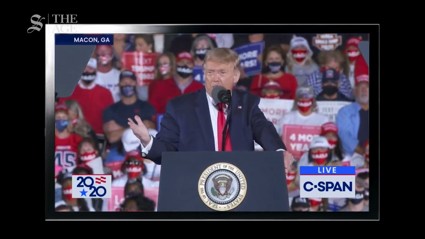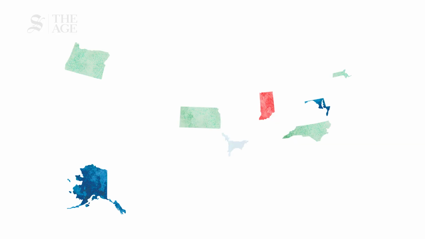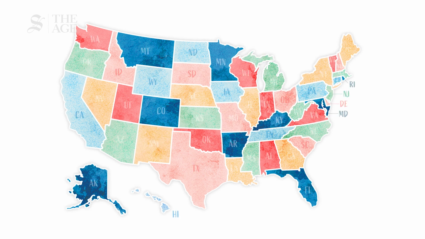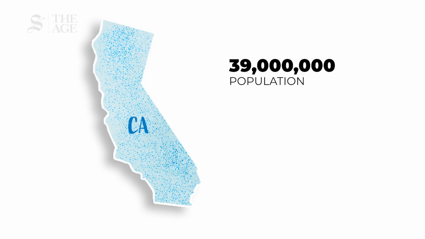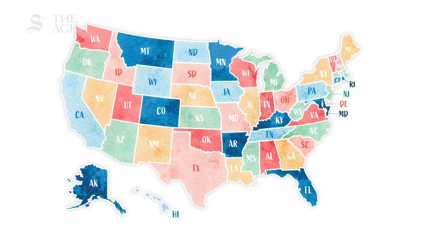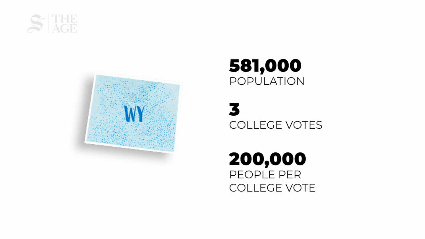Winning the Electoral College is a very, very hard thing to do. So how many votes does each state get? Each of them gets at least 3, with the remaining votes given out roughly in proportion to the population of states. So California, with a population of around 39 million, gets 54 college votes. That means each individual college vote represents approximately 700,000 people. Whilst Wyoming, with a population of around 581,000, gets the minimum allotment of 3 college votes. That works out to less than 200,000 people per college vote.